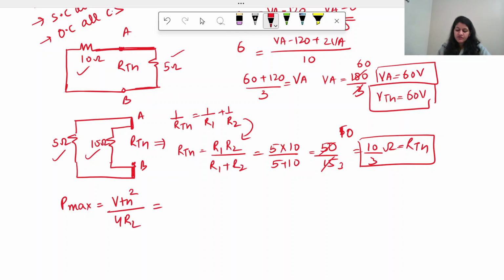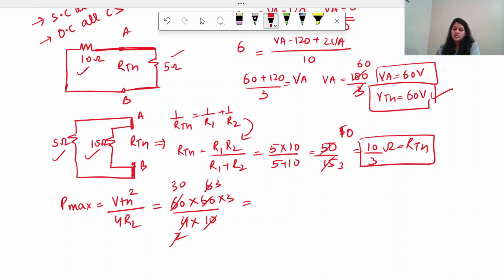So what is the value of VTH? VTH is 60. So 60 multiplied by 60 upon 4 into RL, which is 10 by 3. So it is 270 watt, right? So this is the value of maximum power, 270 watt, right?